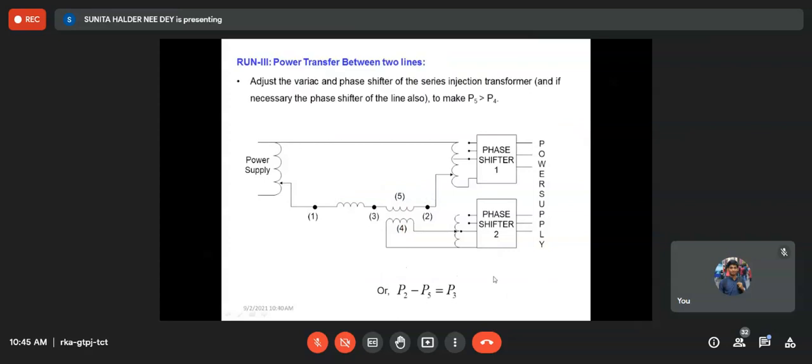Now next is run 3. In run 3, it is very difficult to reach this condition, so no condition is given. Only the condition is given that you make P5 greater than P4, so that we can ensure that power is flowing from 5 to 4, right?